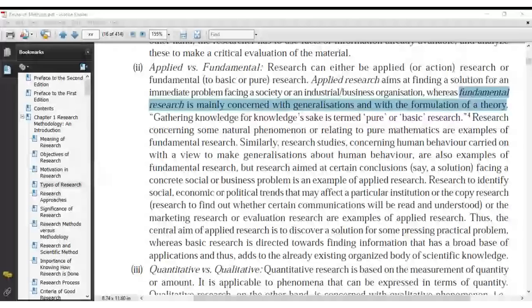While fundamental research focused on formulation of theories, for example, research in pure mathematics or physics. True, if you form theories around those subjects, then it becomes a fundamental research. Ngeni Patrick, fundamental research is concerned with generalization of theories.